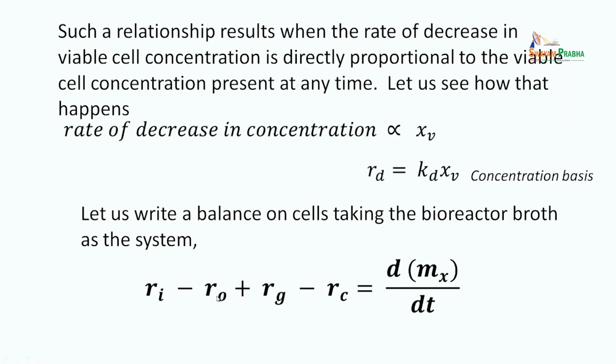It can either come into the system, go out of the system, get generated in the system, or get consumed in the system, and the net result of all these things must equal the accumulated amount, expressed as a rate here, because all these are rates. This is also a rate. Also important to note that this is on a mass basis.